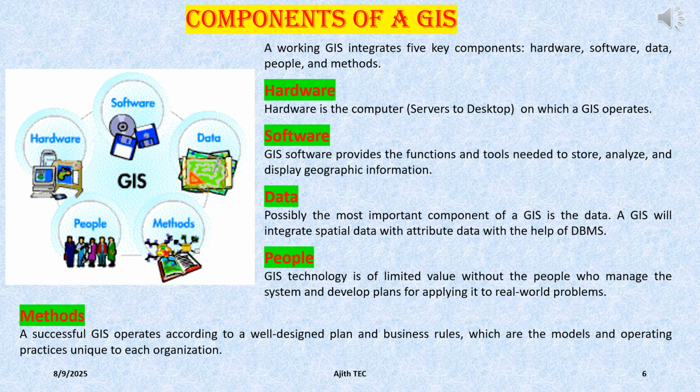People: GIS technology is of limited value without the people who manage the system and develop plans for applying it to real-world problems. Methods: a successful GIS operates according to a well-designed plan and business rules, which are the models and operating practices unique to each organization.